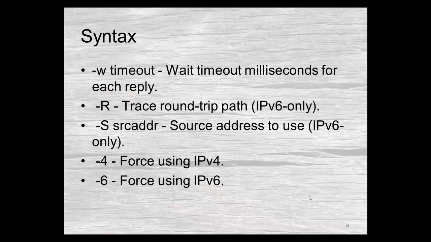-w is a timeout in milliseconds. How long before you time out and say, okay, this host is dead? The capital -R does the trace of the round trip path. It's an IP version 6 command. Same with a -S. If you're running both 4 and 6, you can force it to use 4 or 6 by using a -4 or a -6. That's going to become more important in the future as we start using IP version 6 more.